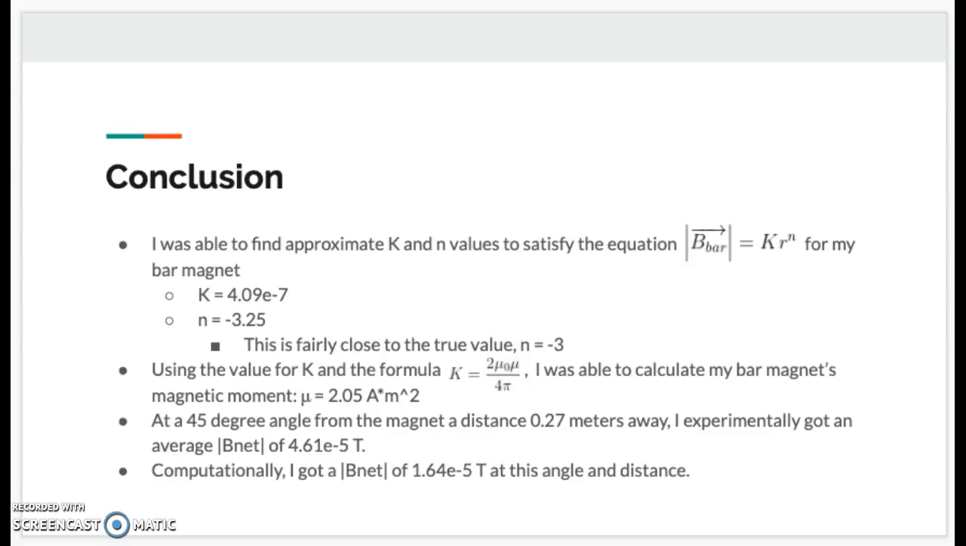Computationally, for the same system, I got a net magnetic field value of 1.64 times 10 to the negative fifth teslas. I suspect that the main reason for the difference in these values is that the experimental calculation included a z component of magnetic field, even though the magnetic field at that location shouldn't have been in the z direction, and the computational calculation does not include a z component.